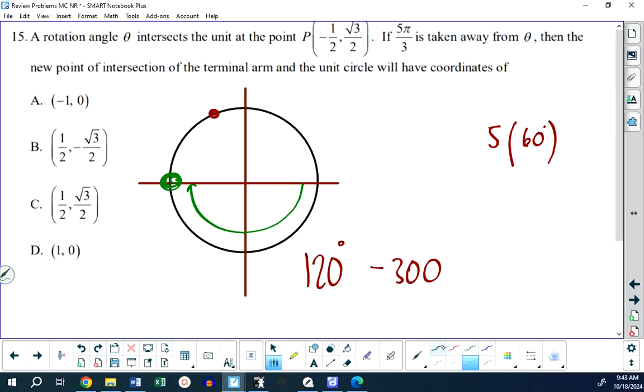I think looking at this and saying I want to take away 5 pi over 3, that works as well, but it's harder on the brain. You take away 1, 2, 3, 4, 5 pi over 3. Are we good? Okay.